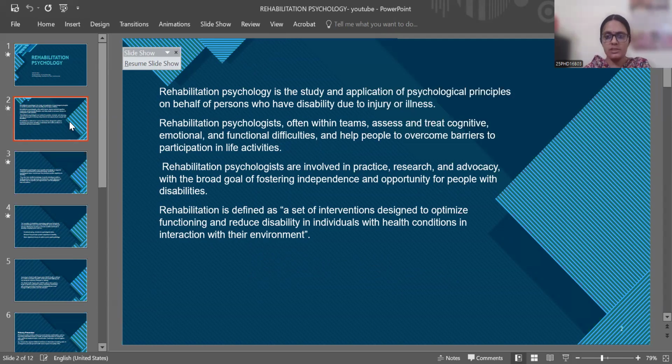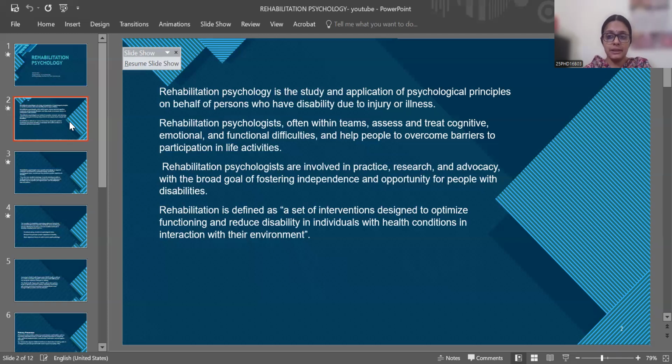It is a study and application of psychological principles on behalf of persons who have disability due to injury or illness. So basically, rehabilitation psychology is a study or application of psychological principles to benefit persons with disabilities, PWDs. So rehabilitation psychologists often work as a team to assess and treat various disorders, like cognitive, emotional, and functional disabilities of individuals. Disability itself is a spectrum term, which could be physical, psychological, cognitive, language, and so on, and they help people to overcome barriers and participate in life activities.